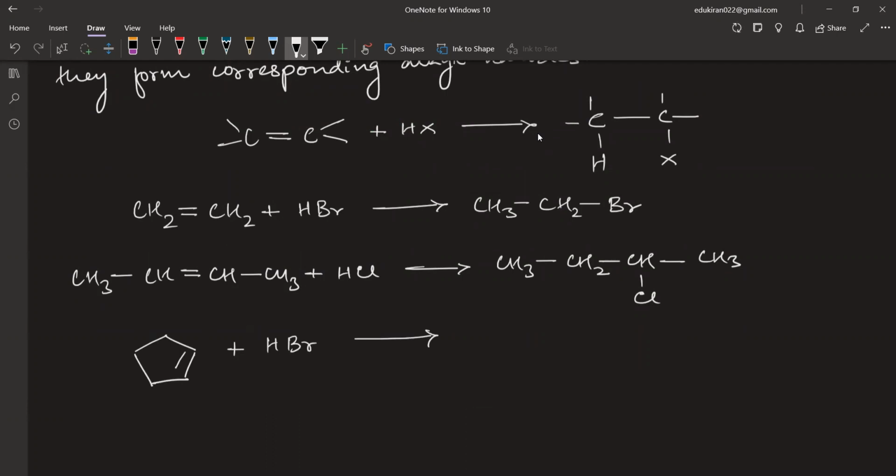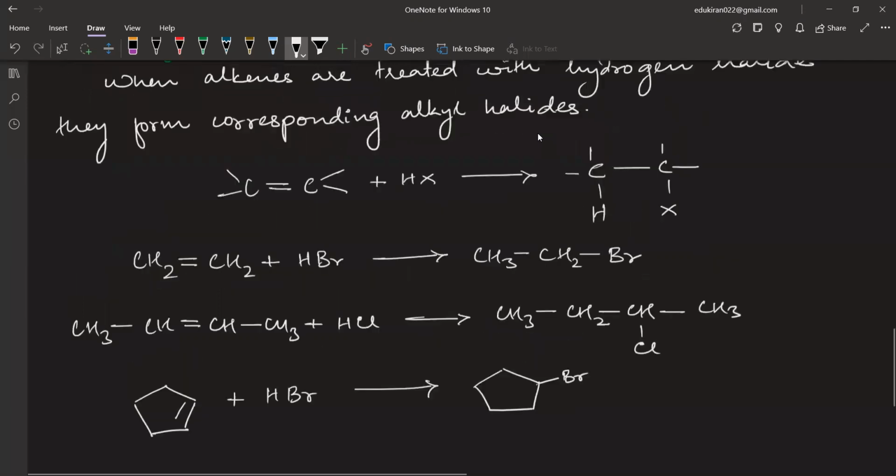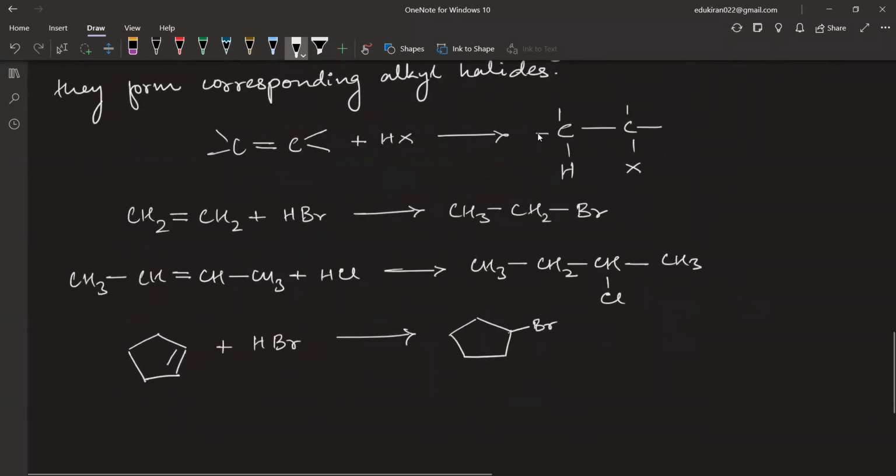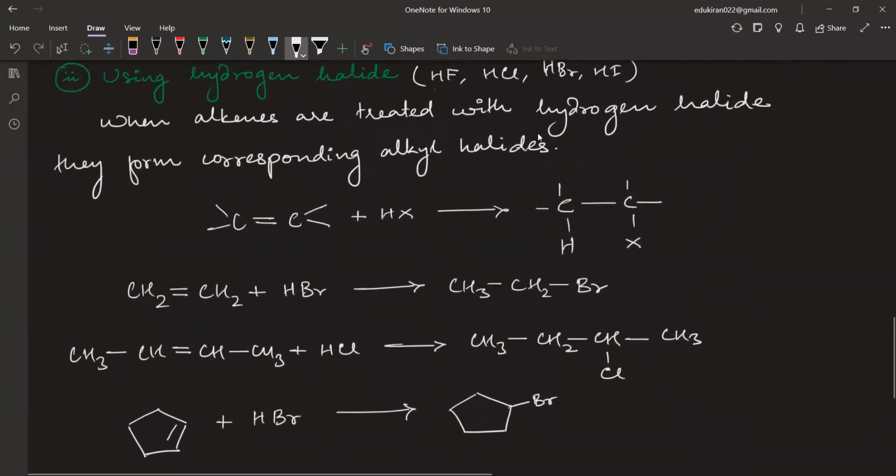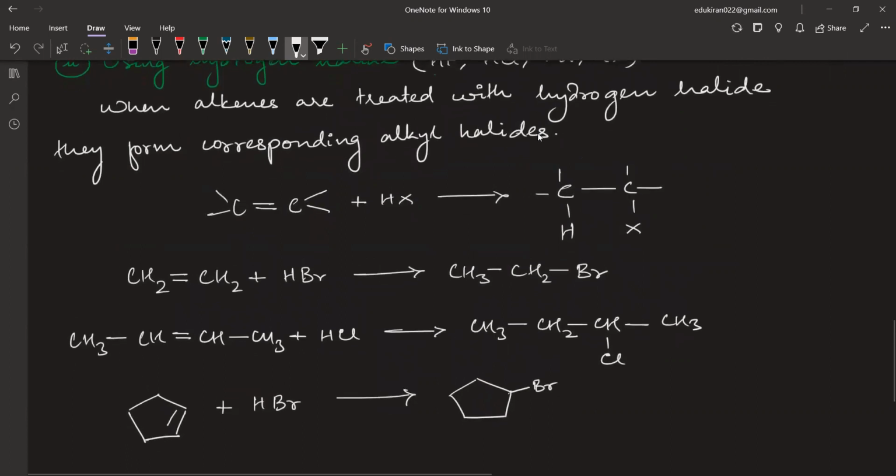So in all of these cases, you can see that the double bond will get broken. One of the carbons will get hydrogen, and the other carbon is going to get your bromine, the halogen atom. This is the simple case. You write the examples as well as their definition. I hope you have written the statement using hydrogen halide.